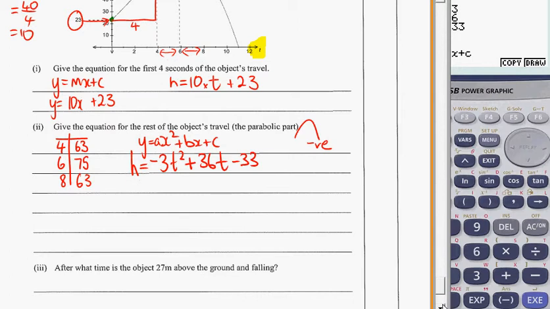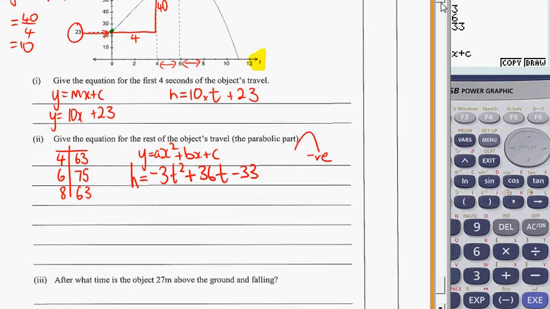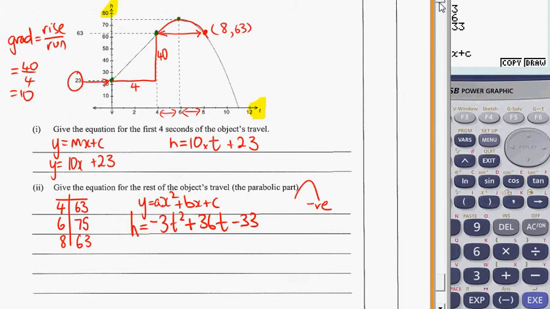At what time is the object 27 metres above the ground and falling? So 27 metres above the ground. So if I use a different colour, 27 is just about there. Now there's two places 27 metres, one is there and one is there, but the question says 27 metres and falling, so they want this one here, the x value for that one. It looks about 10.